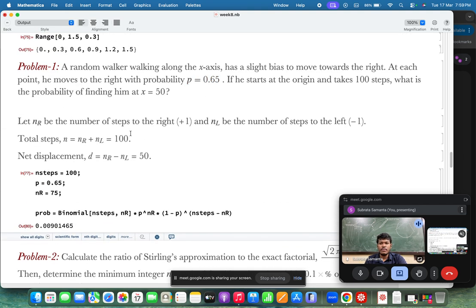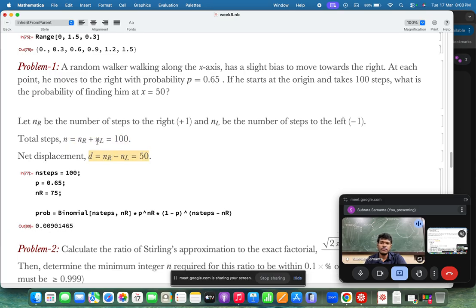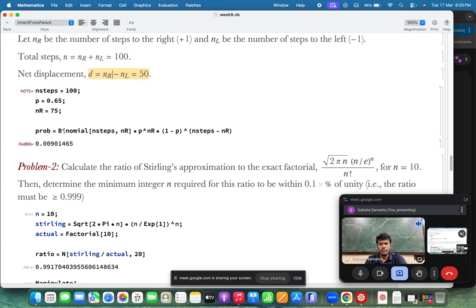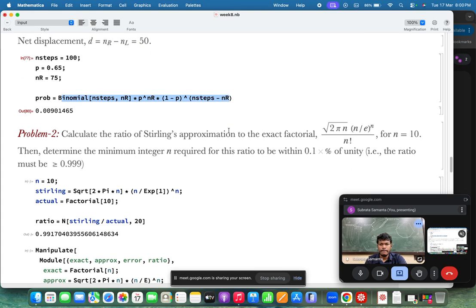Now we can change the probability and easily calculate from this. Let us say change this to 0.6. You can easily calculate for this. You just solve these two equations, this one and this one, and calculate NR and NL. Once you calculate this, you just put it there and you get the result. So, it is not a difficult thing. Now I am going to discuss problem 2.